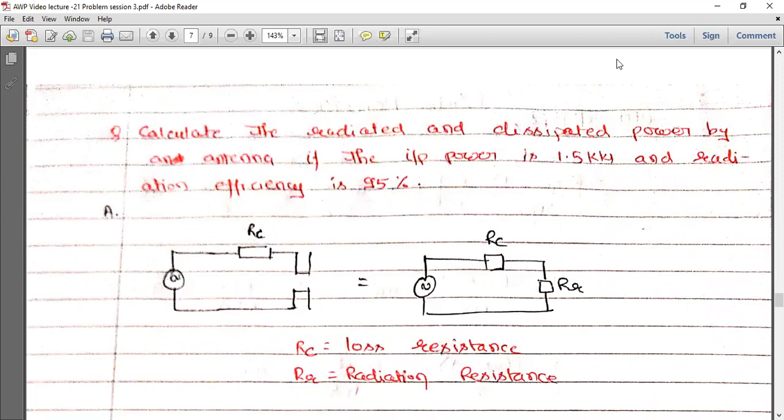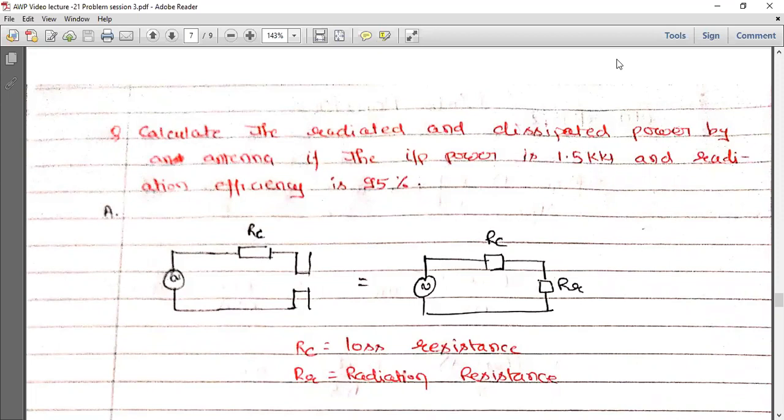So this is our next question. To calculate the radiated and dissipated power by an antenna, if the input power is 1.5 kilowatt and the radiation efficiency is 95%. The logic of this question here is to understand what is the meaning of radiation efficiency.